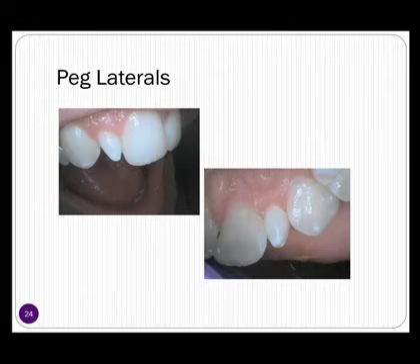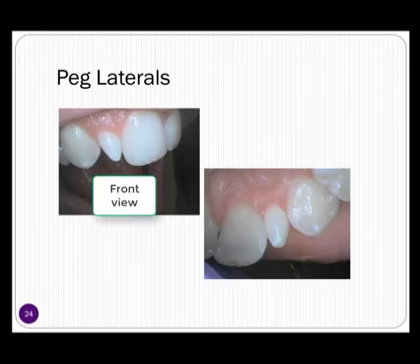But this picture is also of a patient that was in our clinic. So here we have a front picture. So this is from the lip side.